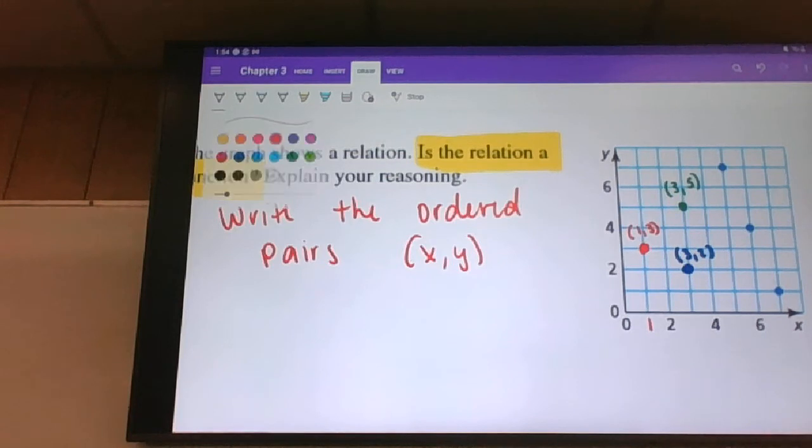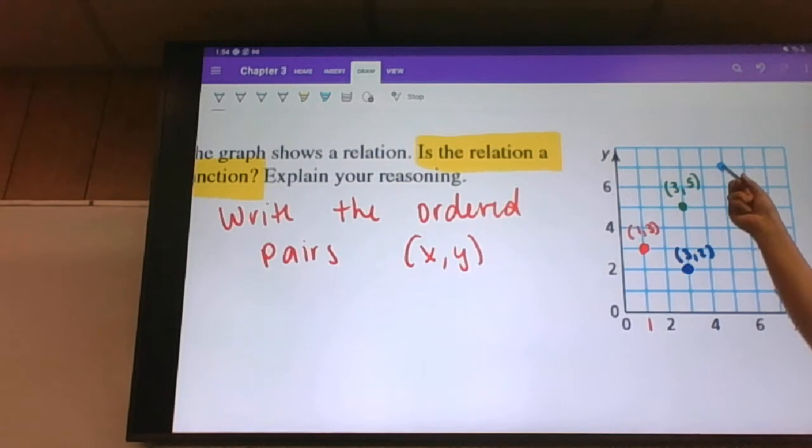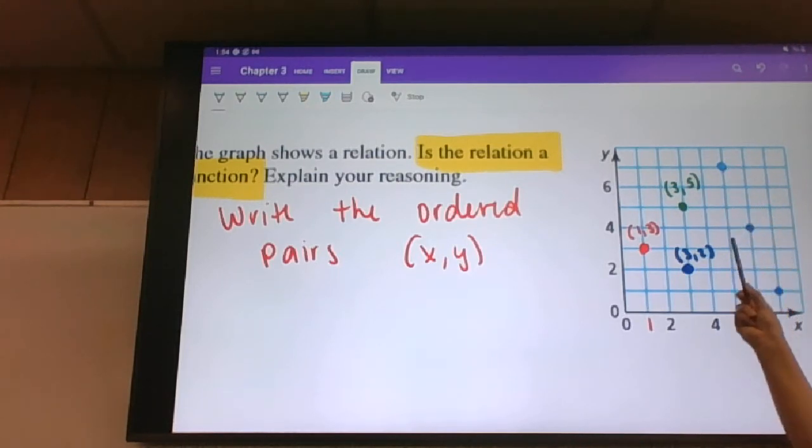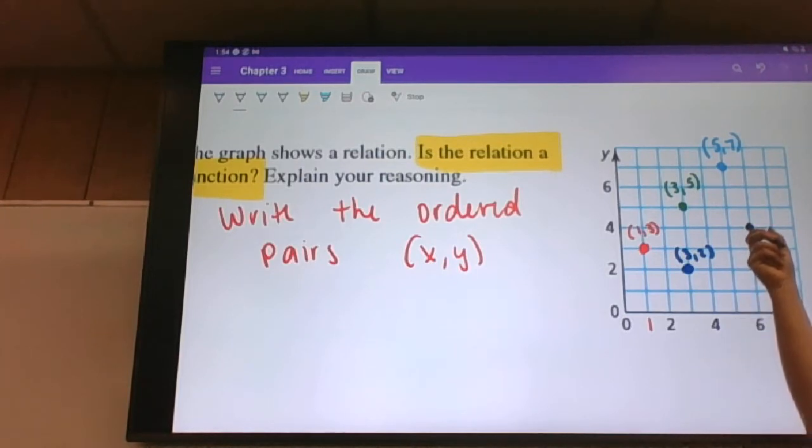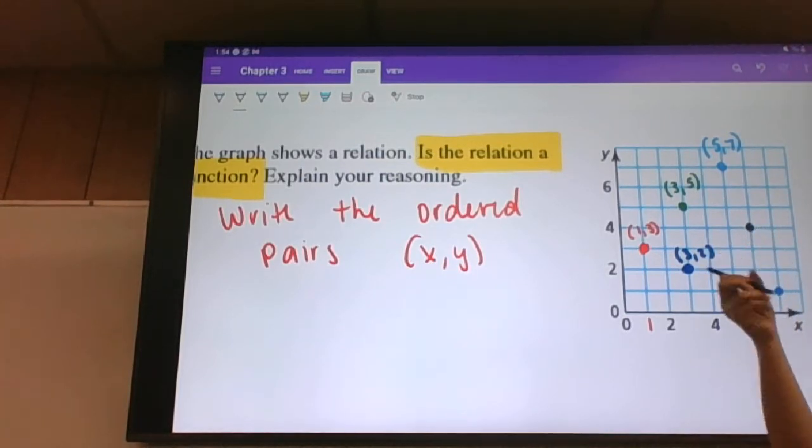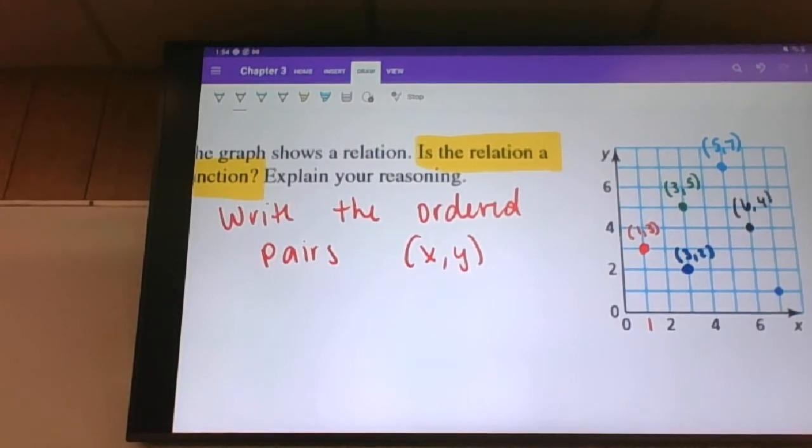Okay, keep going. Very good. I'll go light blue. What's this point? Alright, good. I'm going to make this one black. What's this point? That's it. And then I'm going to make this last one orange. What's this one?